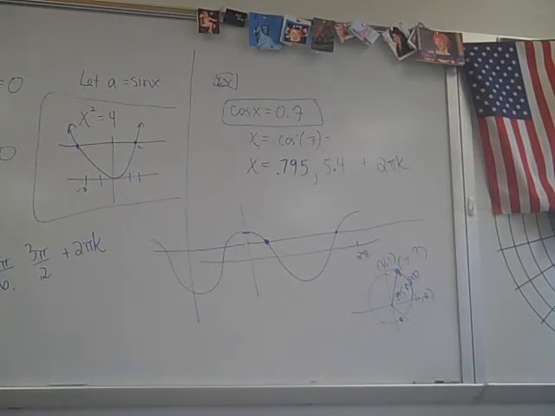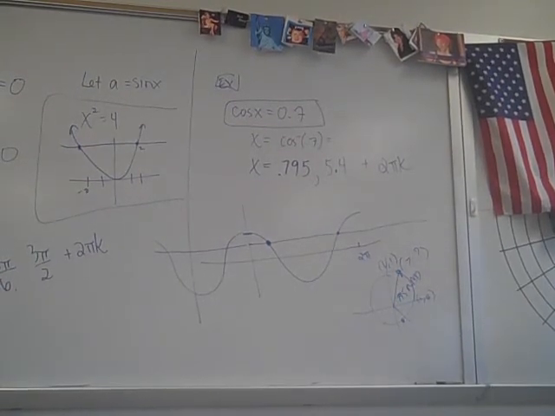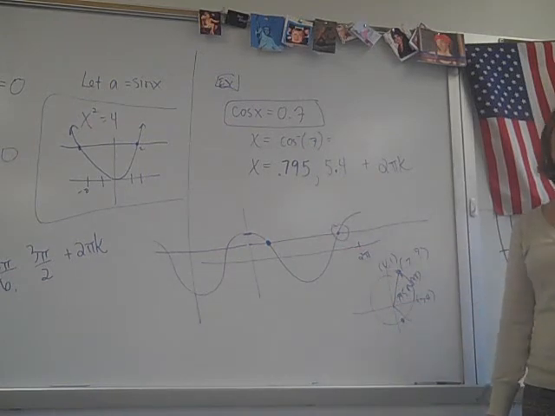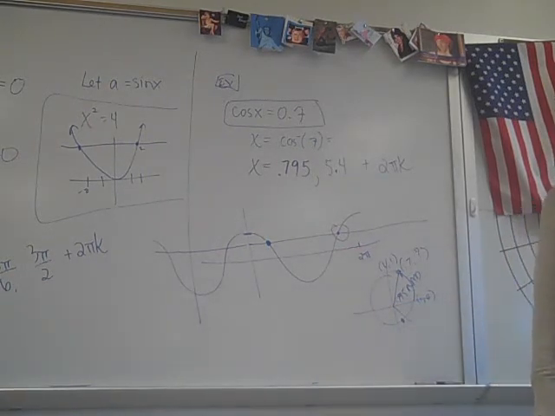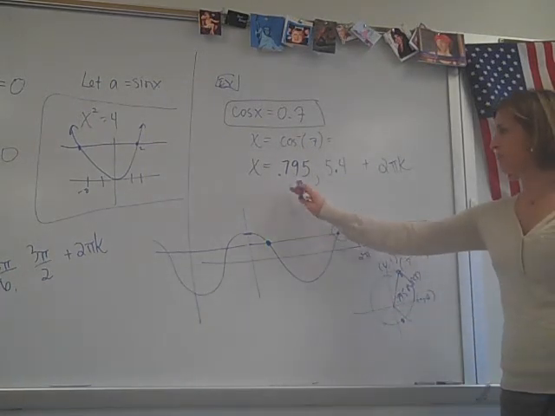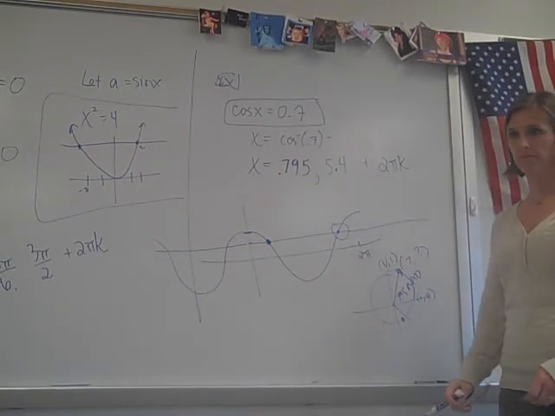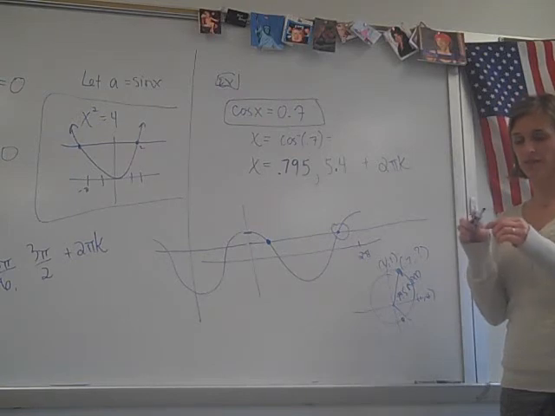Another way you can get this answer: you have a calculator in front of you. Graph it and go find this intersection point instead. Don't even worry about the 2 pi minus whatever. Find this one, you get 0.795. Find this one. Do the settings matter when you're graphing? It should be radians.